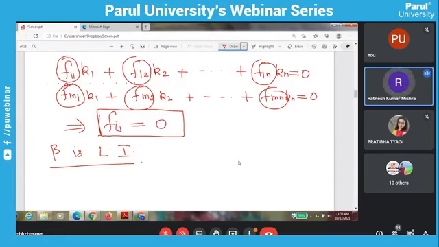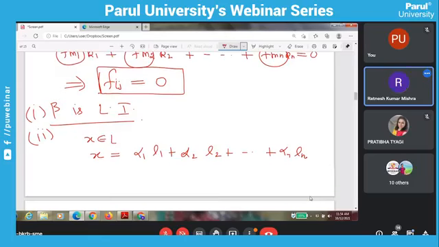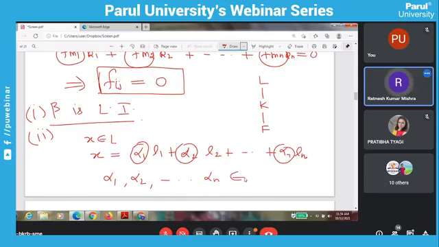Now, the second one is that you have to prove β spans L. So for every element, any element x belongs to L, we can write x as α1 L1 plus α2 L2 plus dot dot dot plus αm Lm. Now we know that L is an extension of K and K is an extension of F, which means each α1, α2, up to αm is an element of K. But we know that K is a finite extension of F. If K is a finite extension of F, then we can say that K is a finite dimensional vector space over F.